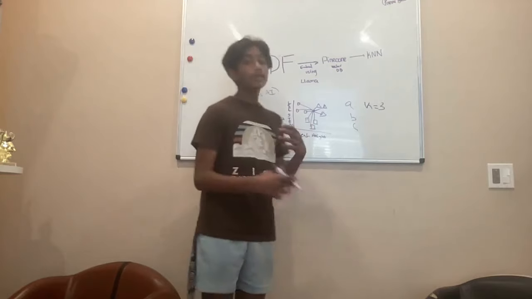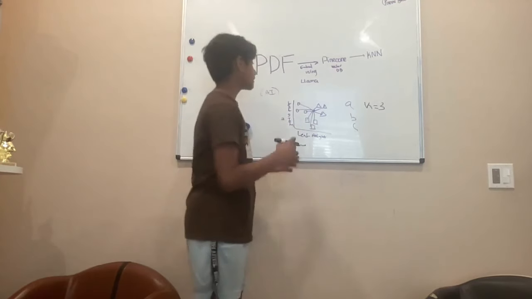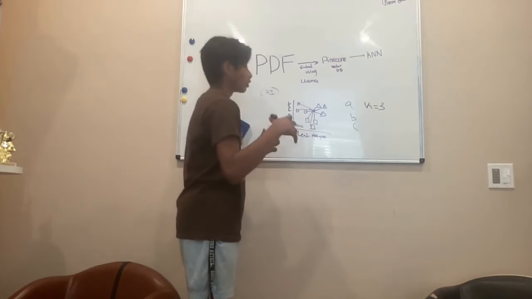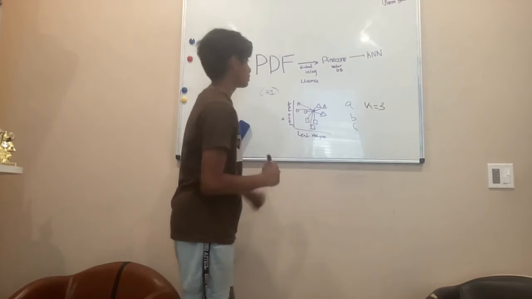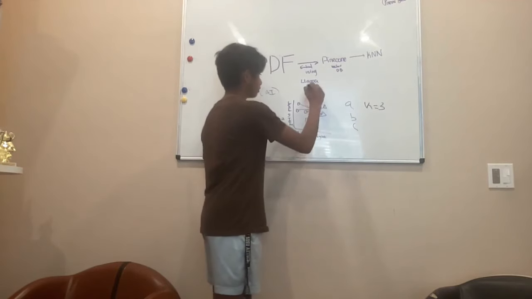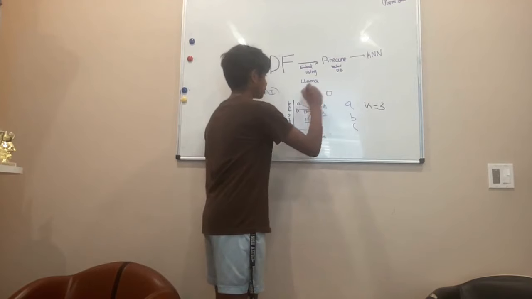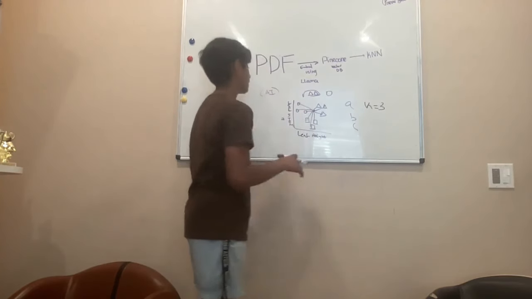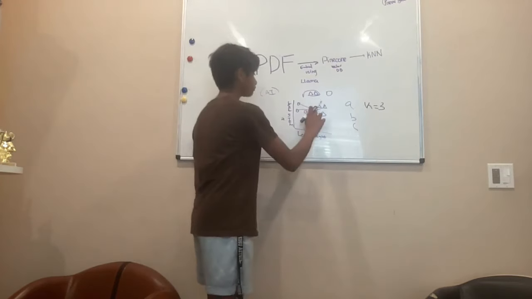So you need to make sure that your k is odd, because now we need to find out which group is the most of. So we have two triangles and one circle, right? So the majority is the triangles, so we're going to classify this as a triangle, right?